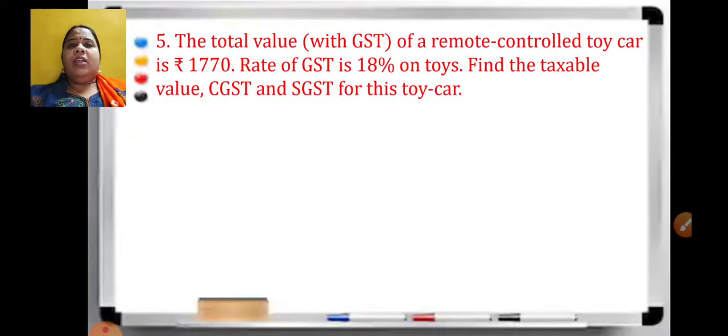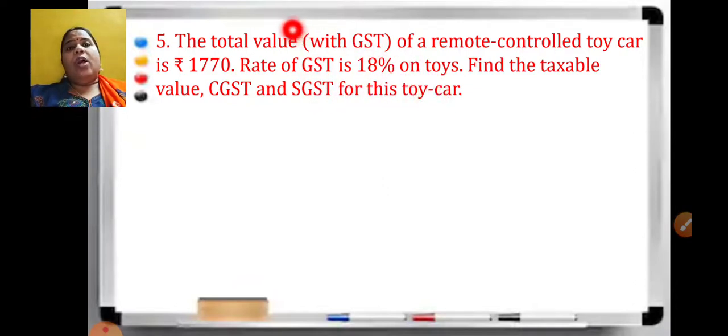Let us move to the next question. The total value. Now total value means what? I have already explained in the previous slide. Total value means including GST. If in the exam this part is not given, you should understand that total value means the value with GST. Of a remote control toy car is rupees 1770. Rate of GST is 18% on toys. Find the taxable value, CGST, SGST for this toy car.